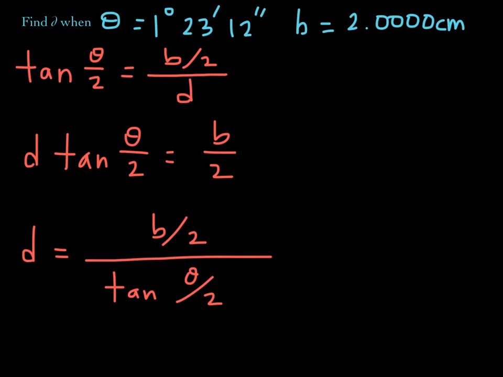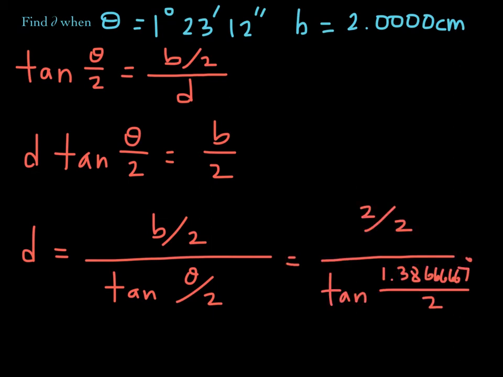Now it's time to start plugging in our information. Remember that B is 2 centimeters, so this is just 2 over 2, which is 1. So this whole numerator is just 1. And then theta, we know, do you remember we wrote it down, 1.386666667 degrees. So let's plug all this information in, shall we? Forgive my sloppiness, but it's 2 over 2 divided by tangent of 1.386666667 degrees divided by 2.